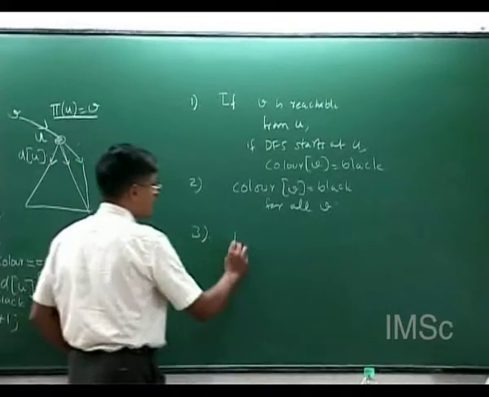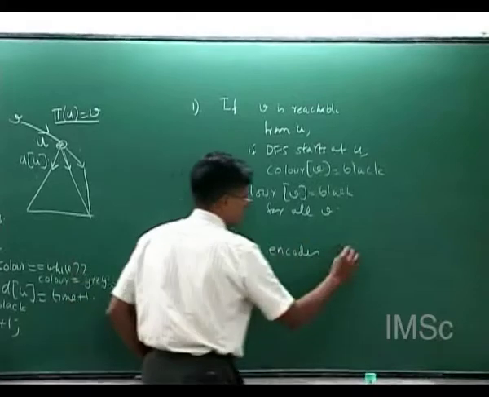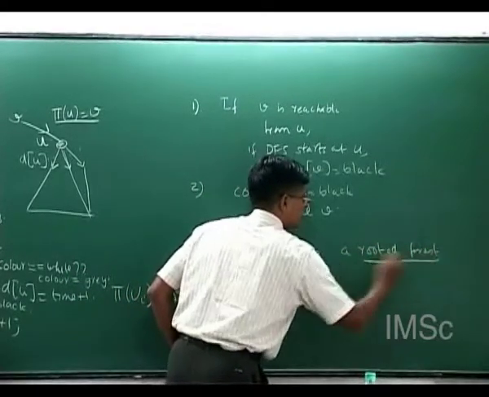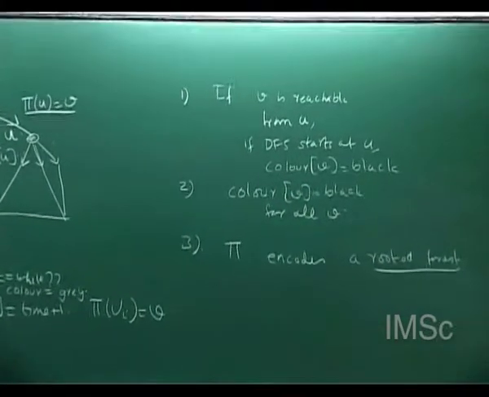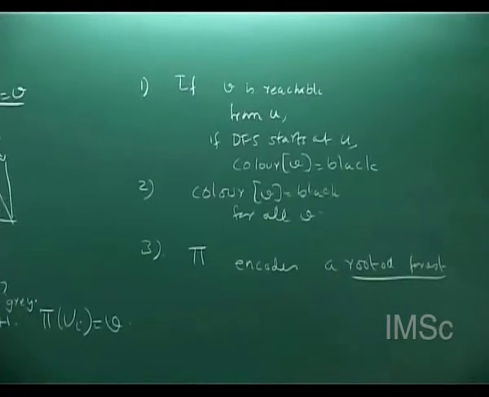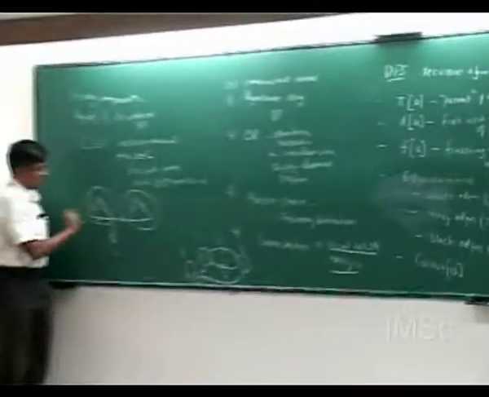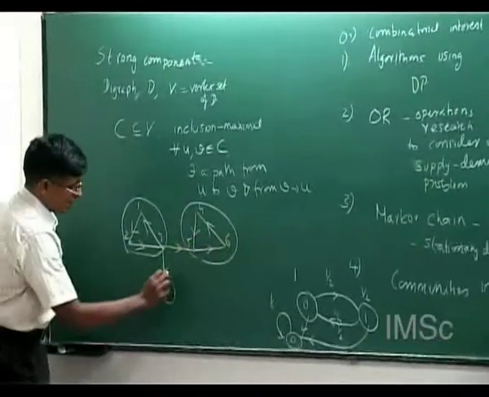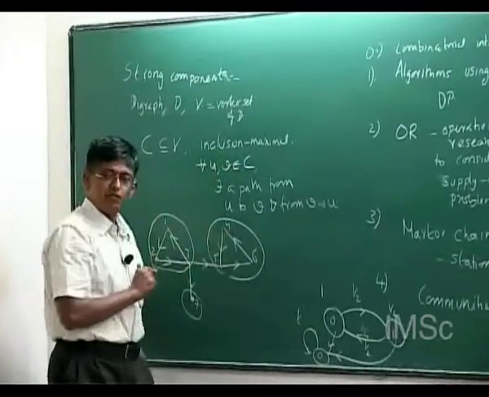As you can see, pi encodes a rooted forest. A forest is a collection of trees, and pi encodes a rooted forest. So let us look at this example. Let me call these vertices 1, 2, 3, 4, 5, 6 and 7. Let us say your DFS, the first iteration starts at 4.